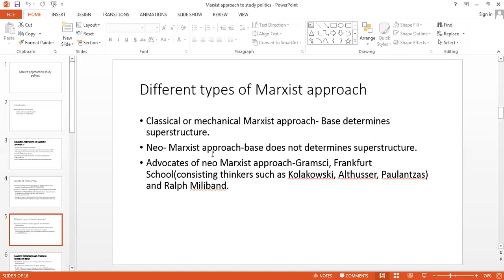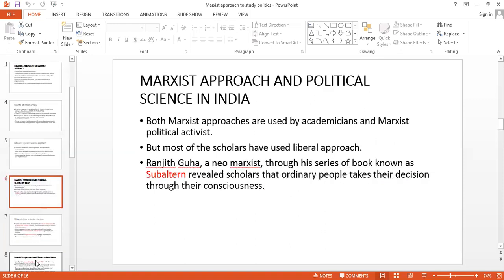Now in the neo-Marxist approach, it says that base does not determine superstructure. Some of the advocates of the neo-Marxist approach are Gramsci, the Frankfurt School, consisting of scholars like Kadowski, Althusser, Polanyi, and Poulantzas-Miliband. Then, the Marxist approach and political science in India.